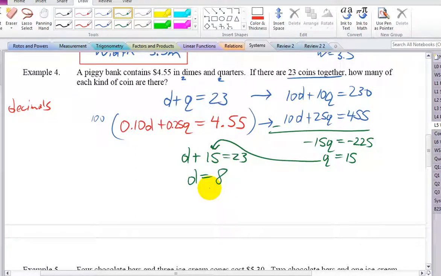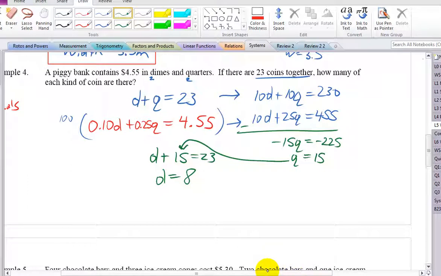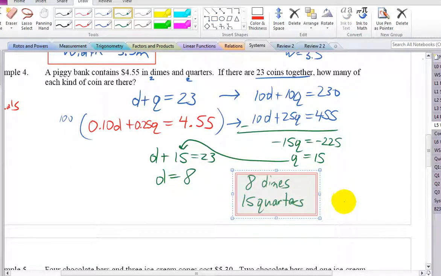So the number of dimes is 8. Okay. Read the question and answer it. The question says, how many of each kind? So you can say there are 8 dimes, 15 quarters. There you go. Any questions?